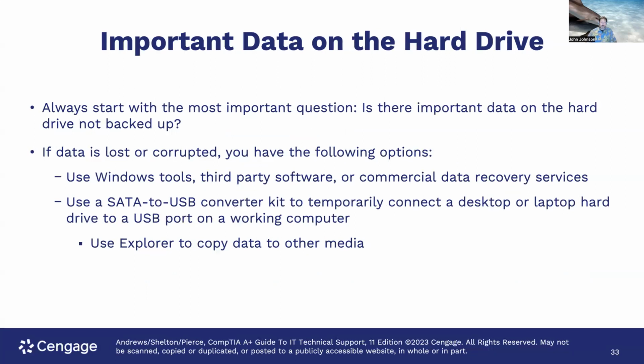So, important data on the hard drive. Always start with the most important question: is there important data on the hard drive that's not backed up yet? Often the answer to this is yes, almost invariably. So if data is lost or corrupted, you've got the following options. You can use Windows tools, you can use third-party software, or you can use commercial data recovery services. You can even use a SATA to USB converter kit, which is going to allow you to connect the internal drive and run it as a USB drive in another system. And in that new system, you can use Explorer to copy your data across. So that's really convenient.